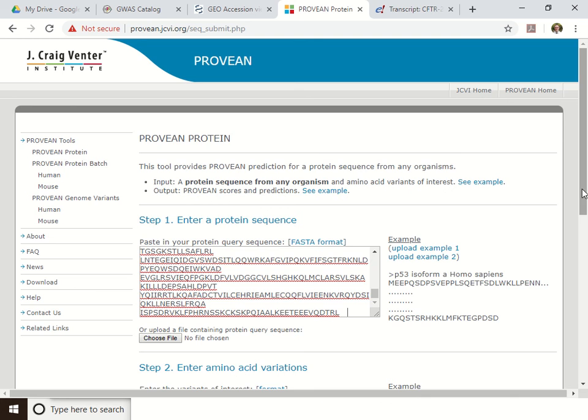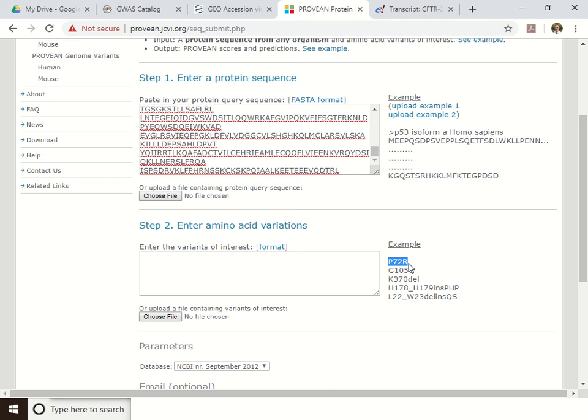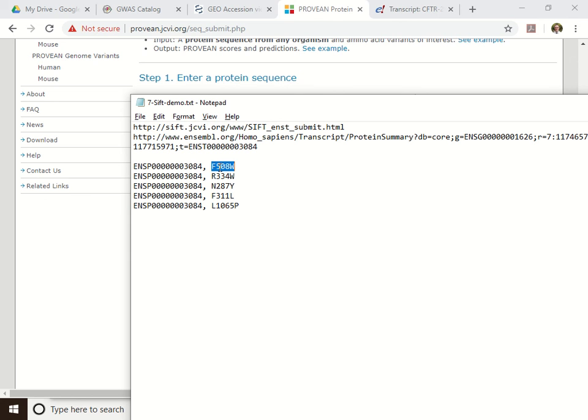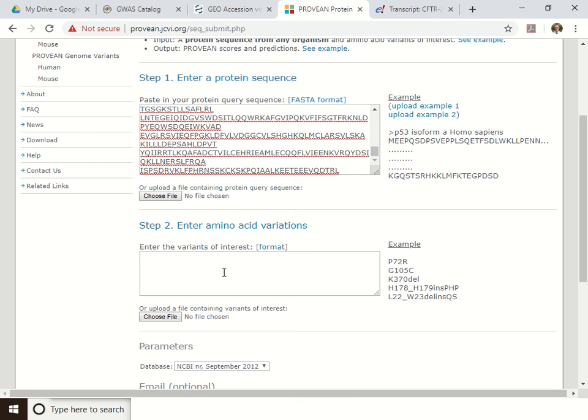Great. Now, enter amino acid variations. The most common types of formats have something that looks like this. P72R is to say that a proline that was located at position 72 has become an arginine. It's a pretty easy shorthand, right? So let us enter F508W. Everyone see that? So this is going to be the phenylalanine at position 508 gets substituted with a W, which is tryptophan. Variant of interest. I'm just going to do that one because I'm feeling sleepy.